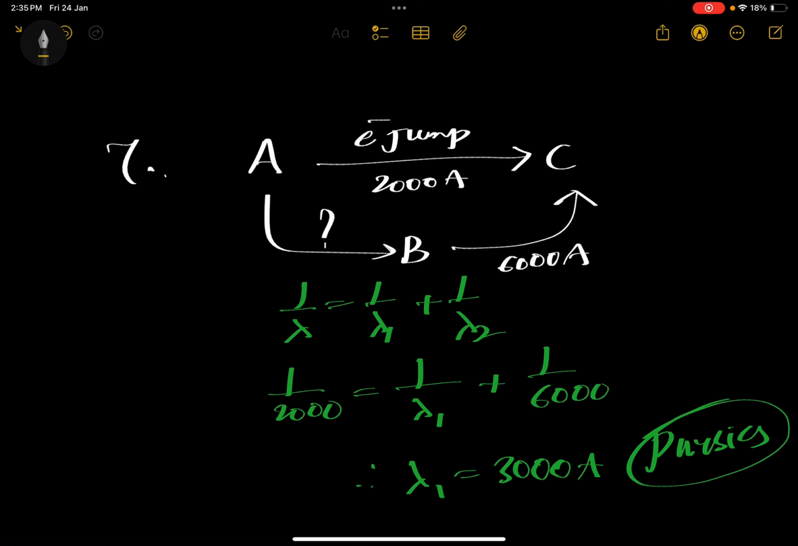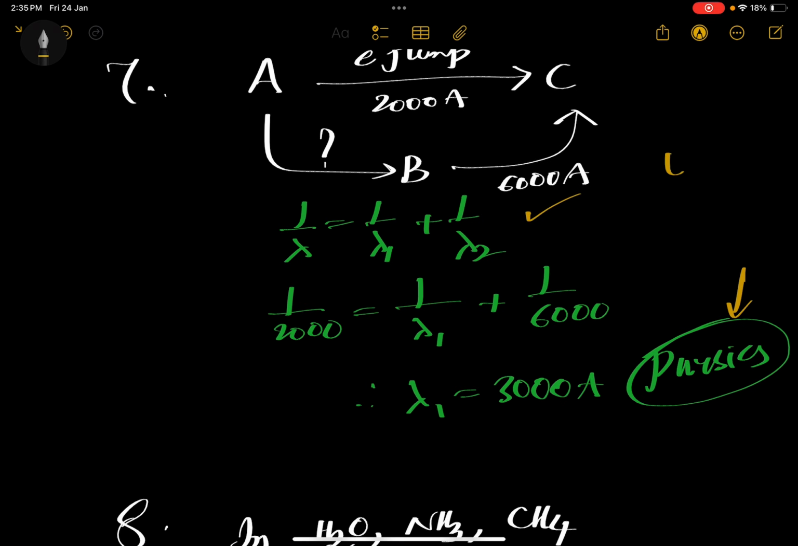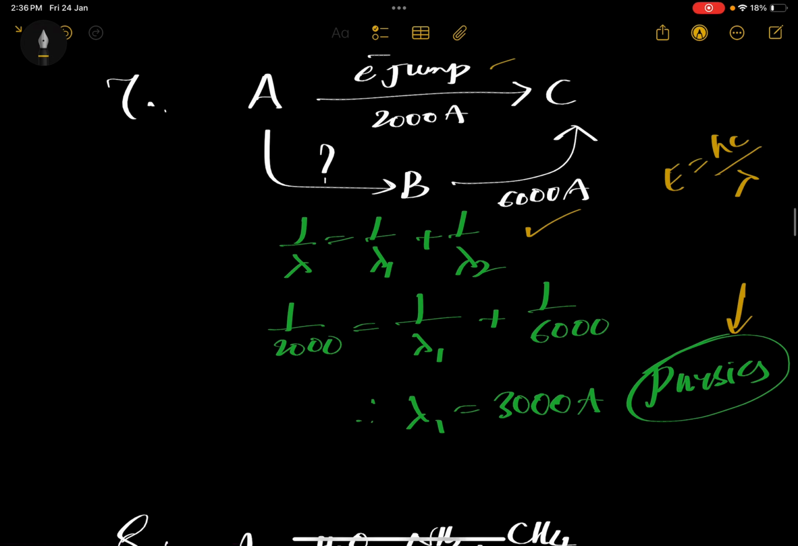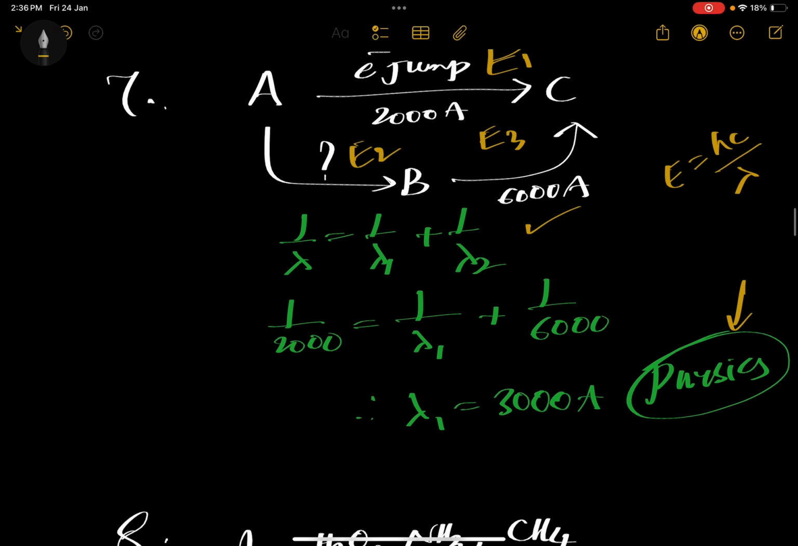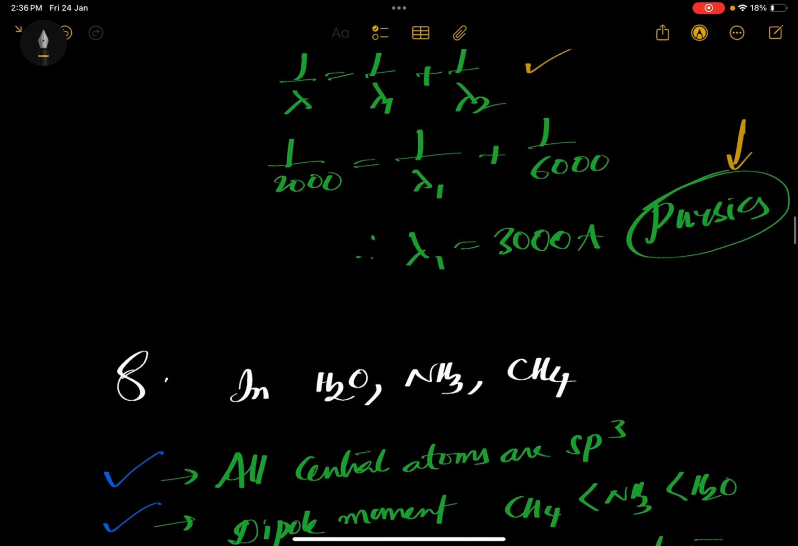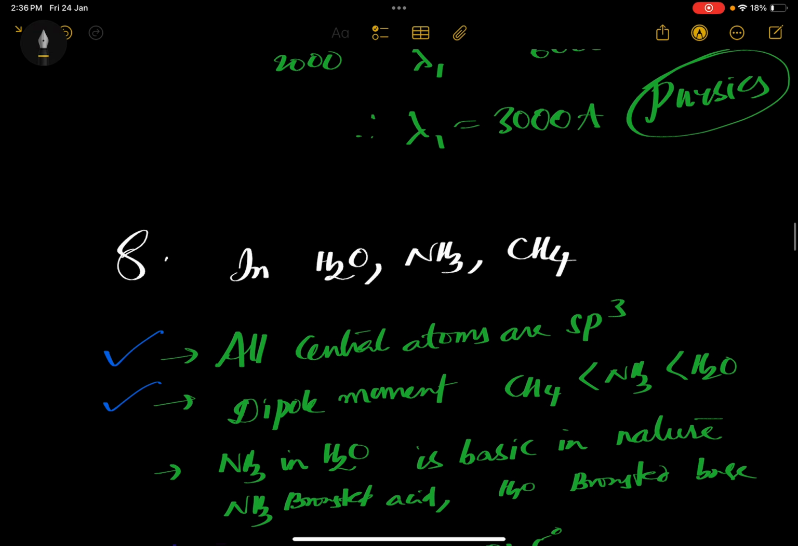A to C, this is from physics I have taken. A to C, electron jumping from A level to C level, and 2000 angstrom is the wavelength. A to B, how much is he asking. B to C, if it is 6000 angstrom. So the simple formula: 1/lambda is equal to 1/lambda1 plus 1/lambda2. This we are taking from E = hc/lambda. This is energy. E1, this is E2, and this is E3. So E1 is equal to E2 plus E3, or hc/lambda1 is equal to hc/lambda2 plus hc/lambda3. That you can cancel and you can get this. But this is given in physics, okay?